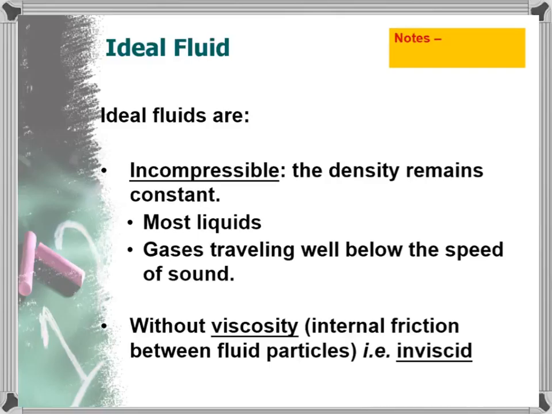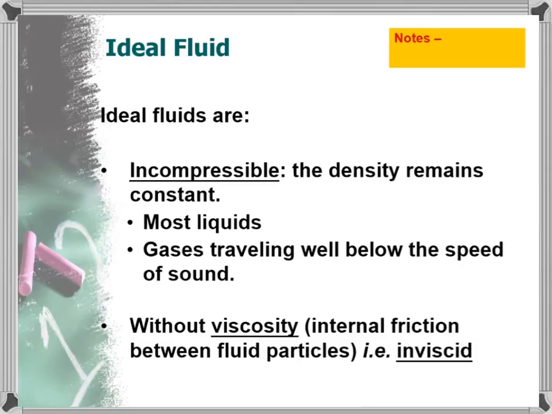Ideal fluids are, number one, incompressible, which means the density remains constant. We talked about this in a previous lesson in this unit, and incompressible fluids apply to most liquids. They also apply to gases that are traveling well below the speed of sound in that medium. So even though air is generally thought of as a compressible fluid when you're talking about pressure versus height, for the purposes of fluid flow in a small area, you can treat it as incompressible.